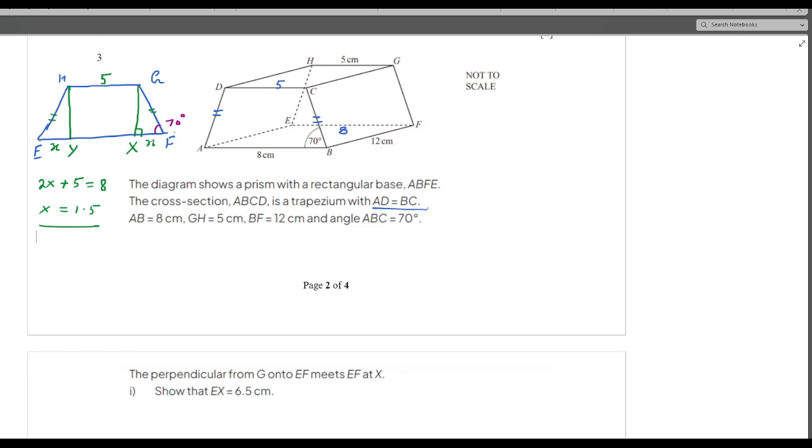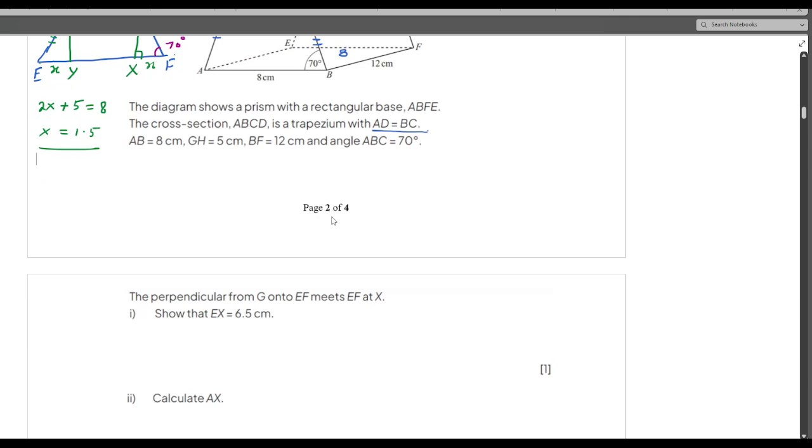Now the first question we have is to show that EX is 6.5 centimeters. So all this working I will show, and then your EX will be your EY plus YX, which is equal to 1.5 plus 5, and the answer is 6.5 centimeters. Don't forget to write your unit.